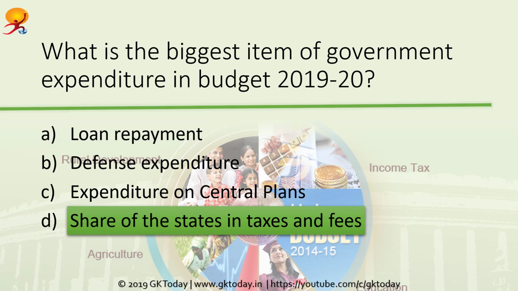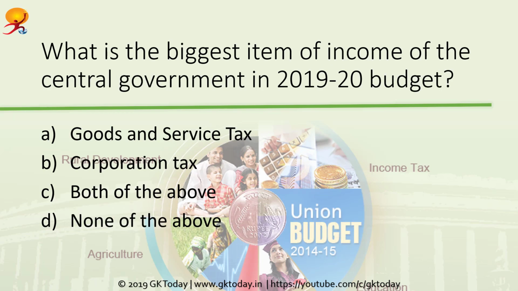Correct answer is option D, share of states in taxes and fees. So in 2019-20, the biggest expenditure of the government is share of states in taxes and fees. The central government has to spend 23% of its total expenditure in the form of taxes and fees due to the state governments. What is the biggest item of income of the central government in the 2019-20 budget?